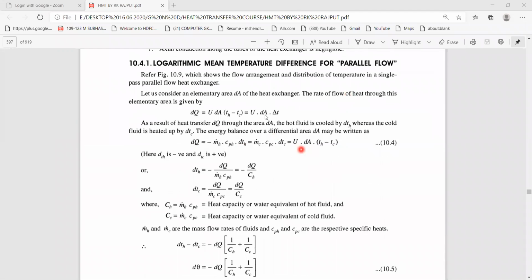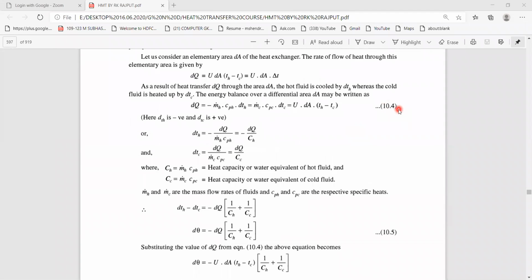Now this is also equal to U dA into delta T. So keep it as equation number 1, say. Okay, so now let's do the cross multiplication. dTh equals minus, taking this complete term to the denominator of the left hand side, dq divided by m dot h cph, which is also equal to minus dq divided by Ch. So Ch stands for the heat capacity.